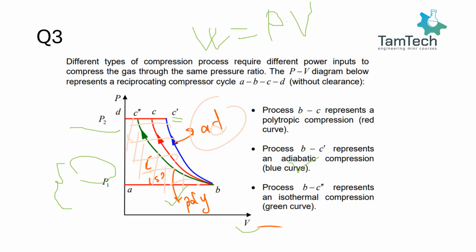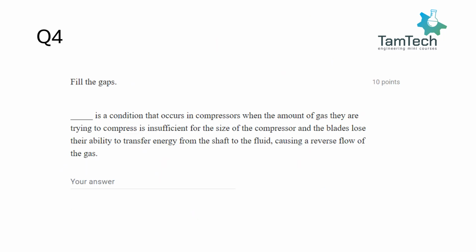If we look at the area in the PV diagram, it will be the minimum for the isothermal one, and for the adiabatic one, it will be the maximum area. That's why we say that the maximum work is done on the adiabatic. On the other side, the minimum work is in the isothermal process.